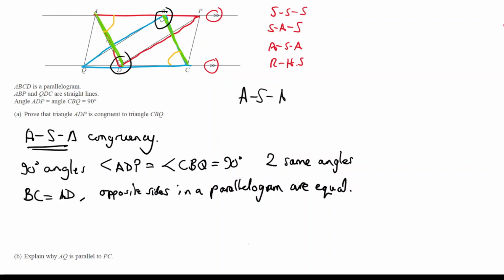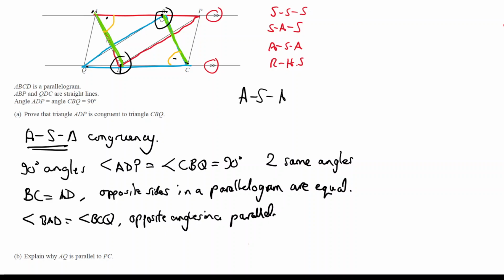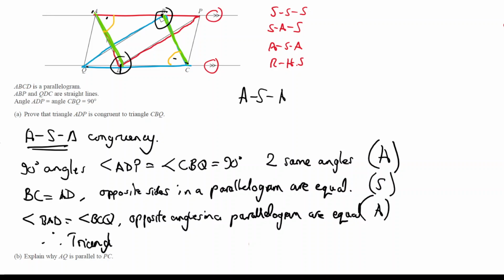There's your full reasoning. And finally, we have the two opposite angles in that parallelogram. So therefore, angle BAD is equal to angle BCQ. And the reason there is that opposite angles in a parallelogram are equal. So we have A, S, A. Therefore, triangles ADP and CBQ are congruent.